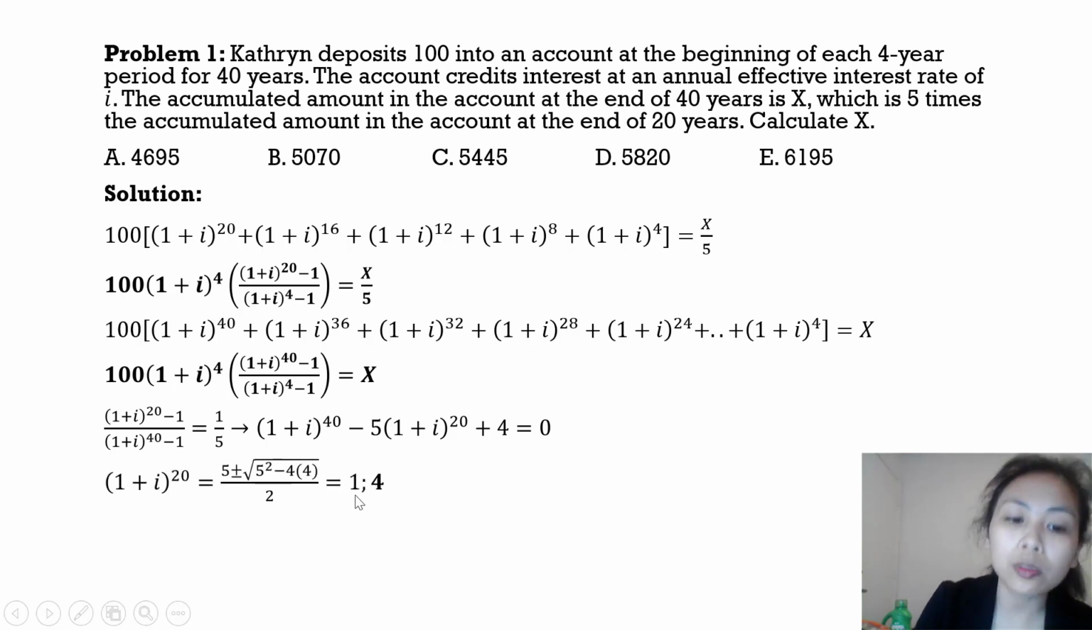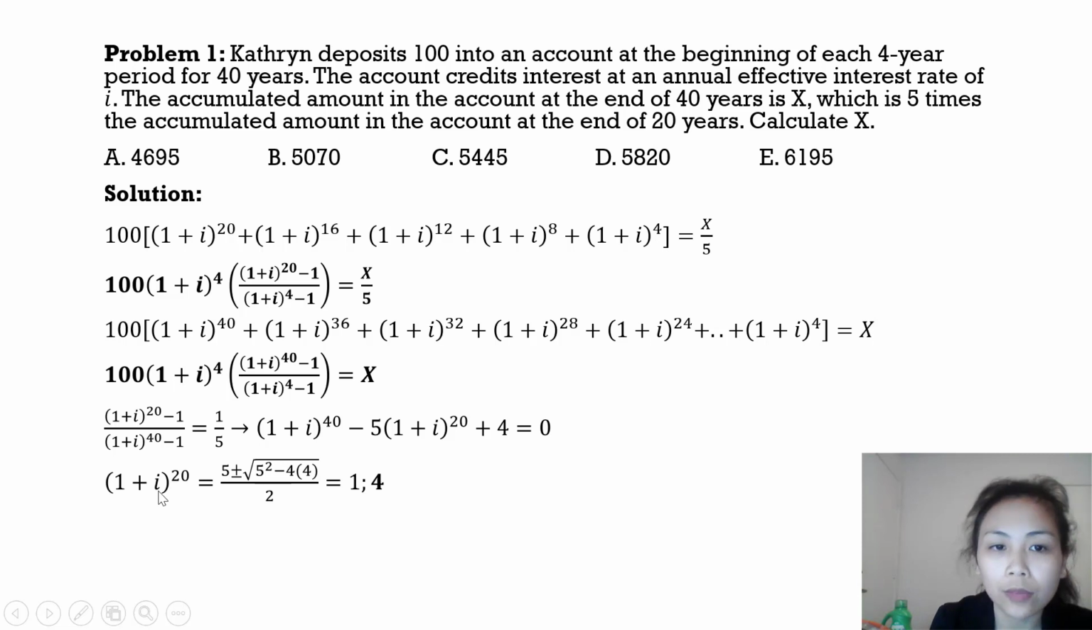But 1 cannot be the solution, because if 1 plus i to the 20 is 1, then i is 0, and we don't work with the case when there's no interest. So we only work with the second solution: 1 plus i to the 20 is 4. From here we are able to find 1 plus i, and then plug into one of the two equations to find X. So X is 6,195. So the answer is E.